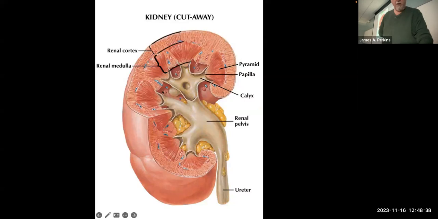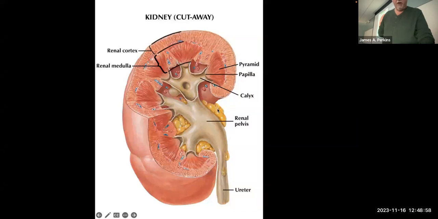You can only see 3 major calyces in this view. There's one coming from the top, one coming from the back of the kidney, one from the bottom. What you don't see is that there's another one facing away from us, coming from the other side of the kidney. So there's a total of 4 of these major calyces. They all then join together to form what's called the renal pelvis.